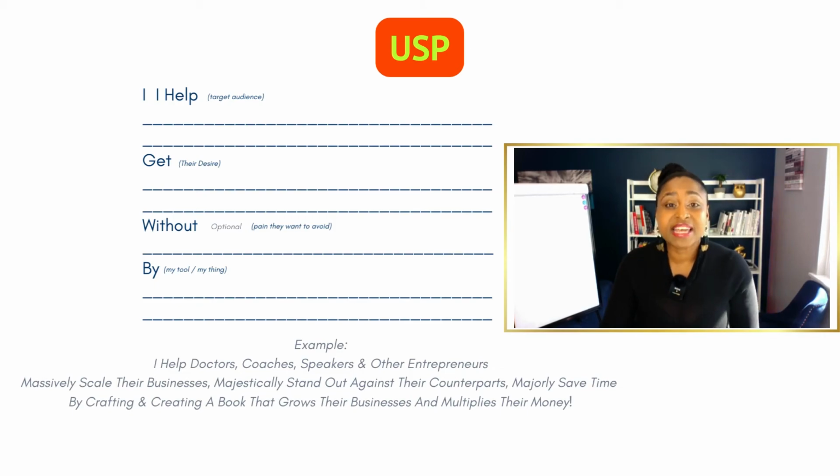And then the byline is your products, your service, your tool, what you do. So in my case, I help them by crafting and creating a book that grows their businesses and multiplies their money. So practice your USP, let others hear how it sounds and get their feedback. But importantly, you also want your USP, or some people call it your elevator pitch, to sound clear, easy to understand. When someone hears it, they don't mistake a word.